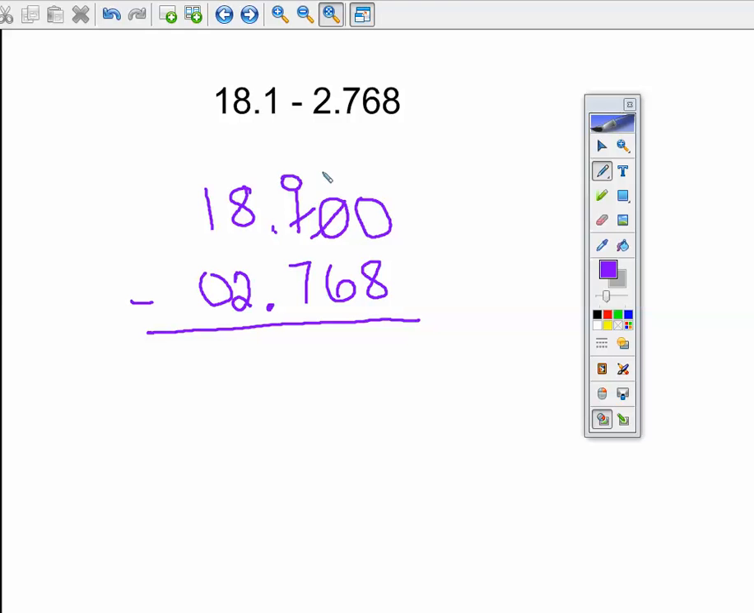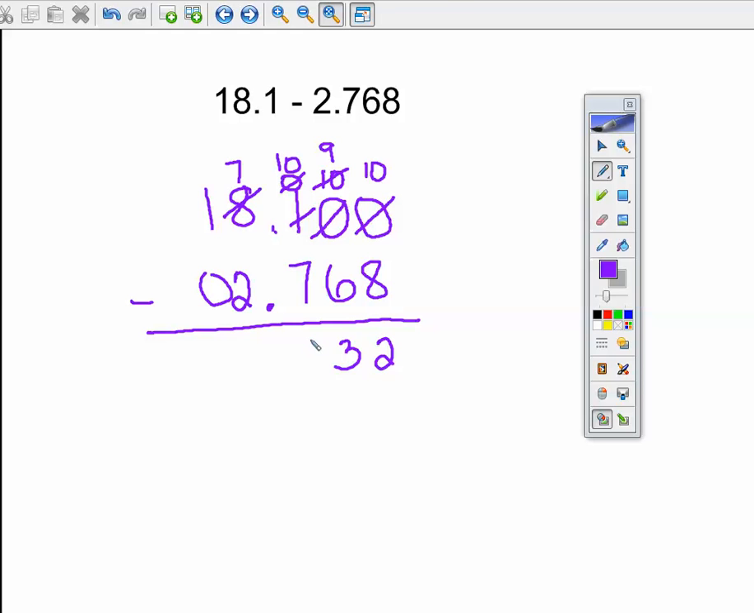This 0 becomes a 10, and then I borrow from it and it becomes a 9. This 0 becomes a 10. 10 minus 8 is 2, 9 minus 6 is 3, and then I have to borrow again because I can't take 7 away from 0. So this 8 becomes a 7, and this becomes 10.